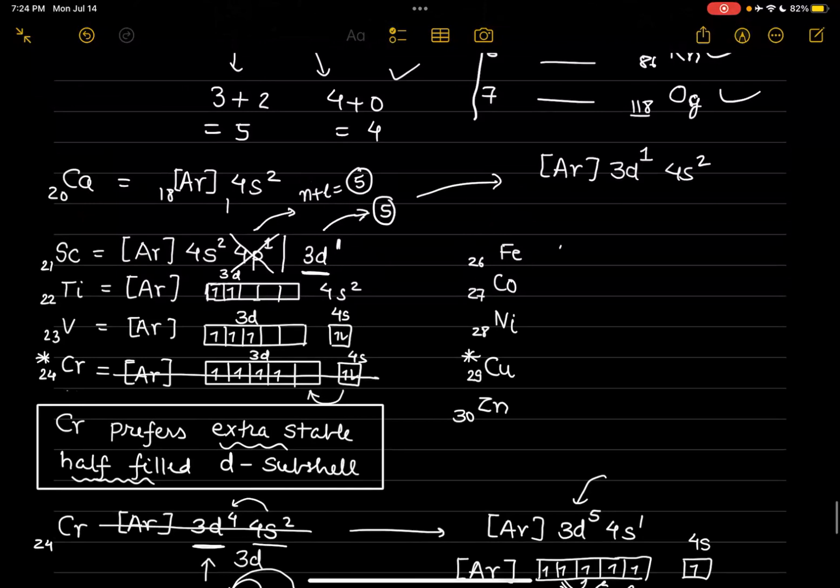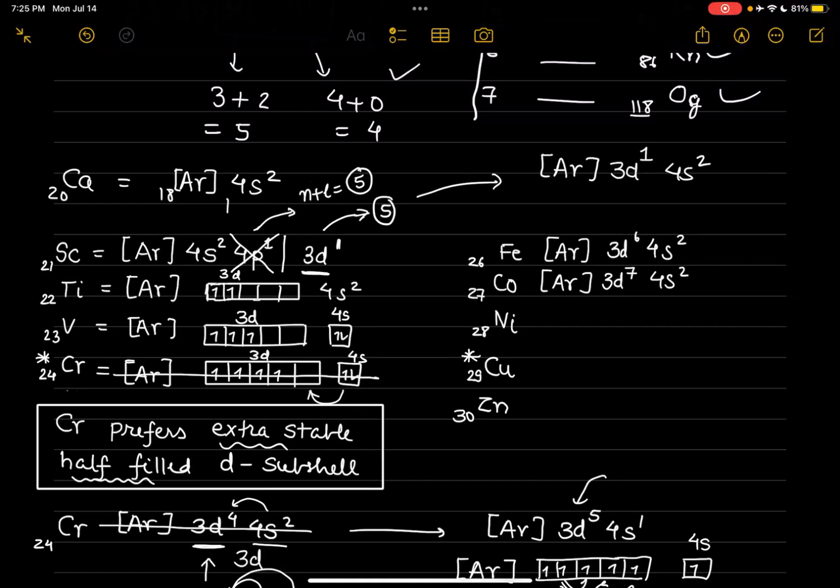Iron, it is as usual, there is no exception. Argon, 26. What is the trick? 26 means 2 and 6. 4s2, 3d6. Got it? Very easy to remember. Cobalt is the 27th element. Argon, then 2 in the outer and 7 in the inner. Oh, okay, I get it now.